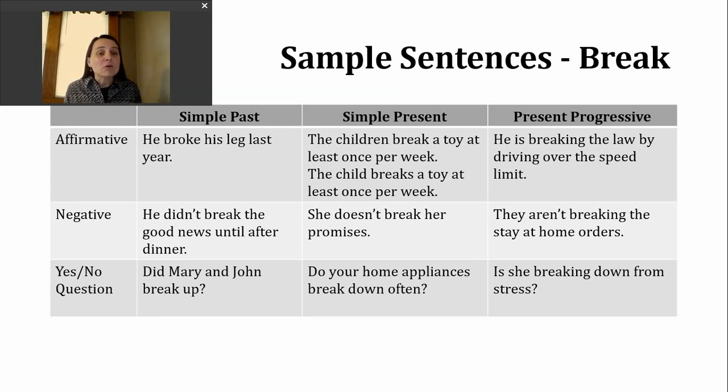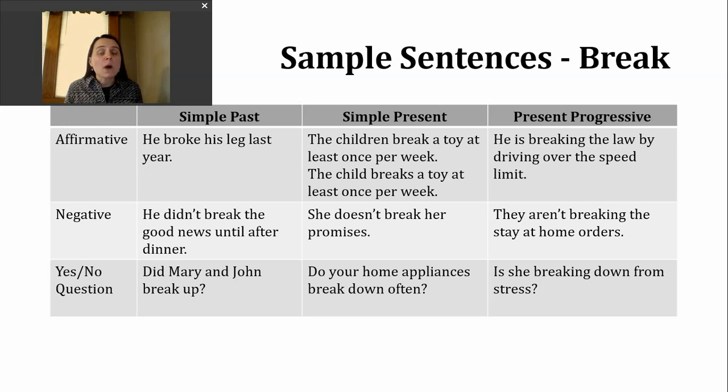Okay? In the simple present, if our subject is he, she, or it, we need to add an S to the base verb. So that you can see that, I have another example. Right? Instead of having children, plural, what if we just had one child? The child breaks a toy at least once per week.